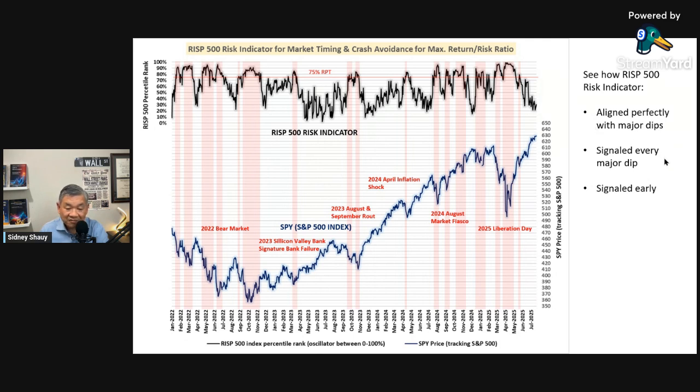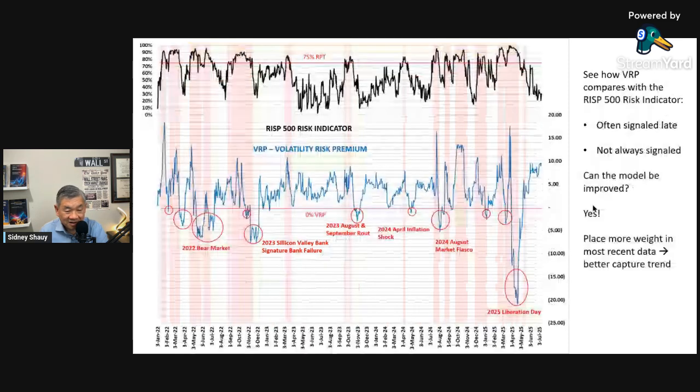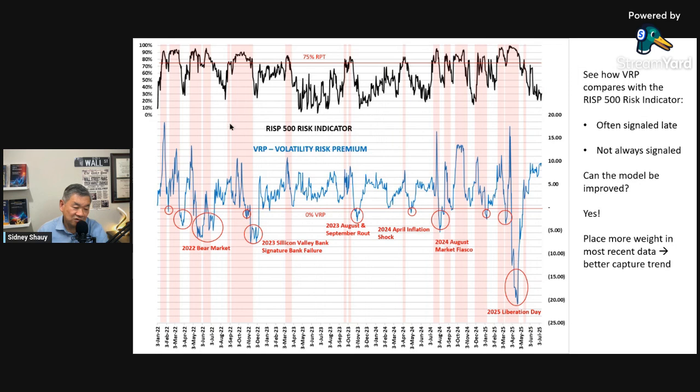It signaled every major dip and signaled pretty early, okay? Almost at the same time. All right. So if you incur a loss, it's going to be a small loss, right? It's not going to be a big loss because it signals very quickly. All right. How about the VRP? Let's say you are not using the RISP 500, but you're using VRP to do the same job. How well would it do, right?